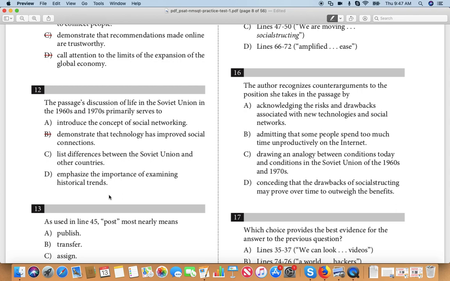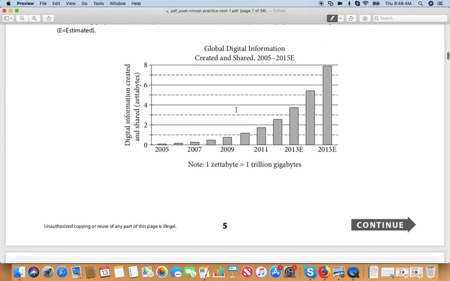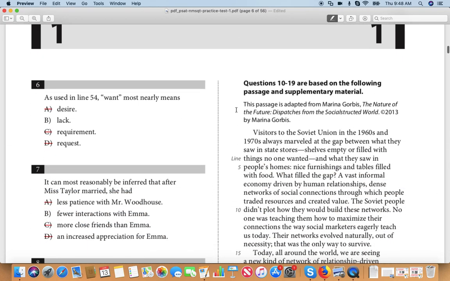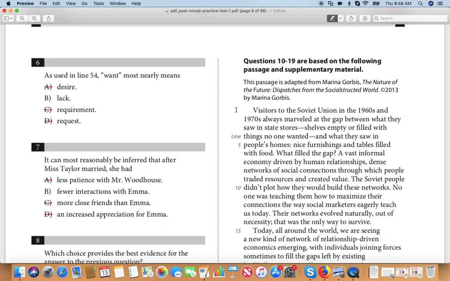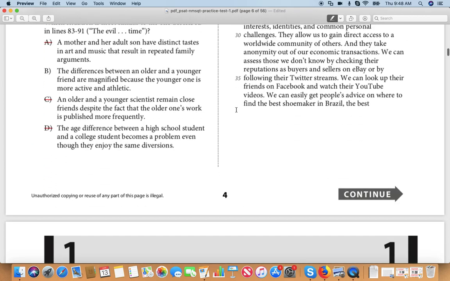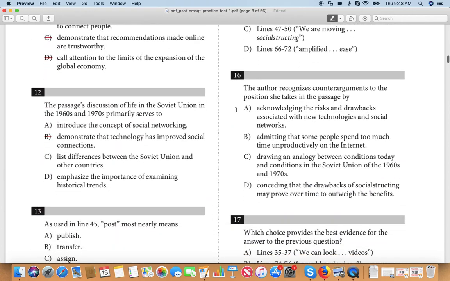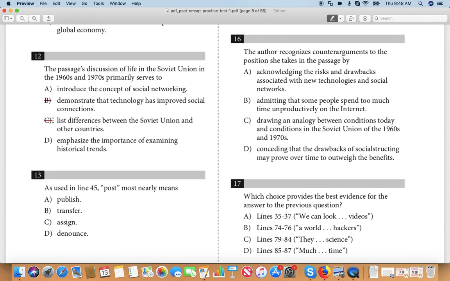Go ahead and read answer choice C. List differences between the Soviet Union and other countries. Okay. Does the discussion of life in the Soviet Union primarily serve to list differences between the Soviet Union and other countries? Is that the primary purpose of that discussion? They don't compare. Yeah, there's no comparison. None, right? It's clearly not the purpose. They don't compare to anything. So, no. Answer choice C is gone. That's easy, right? Does that make sense? Yes. Okay, good. Go back, look for evidence to support and eliminate these answer choices.